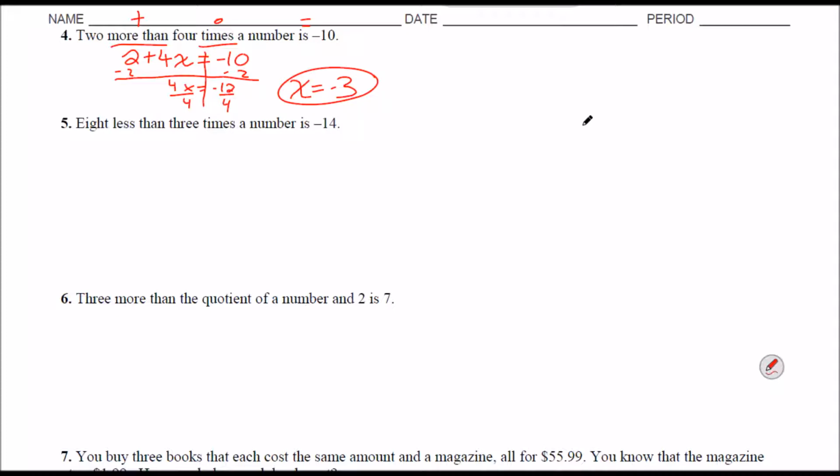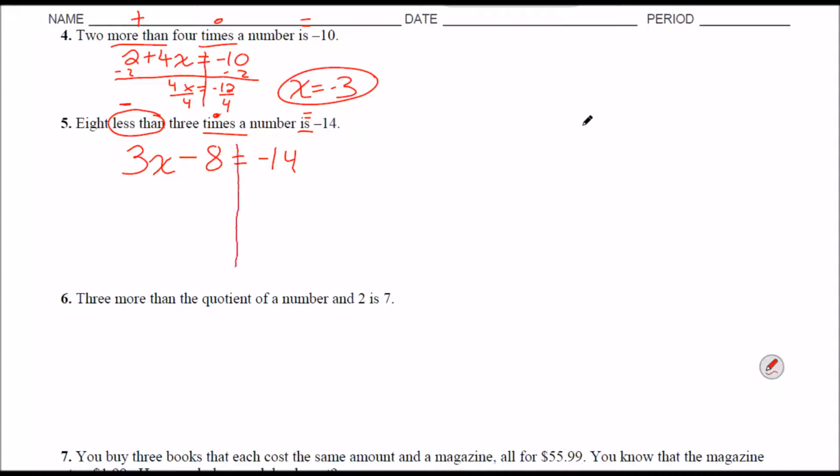Number 5, 8 less than. Again, less than is that key thing where the order switches. Times a number, we're multiplying, is negative 14. So 8 less than 3 times a number. Instead of having the 8 first, because we see the words less than, we flip that around. So 3 times our number comes first, then we subtract the 8, is negative 14.